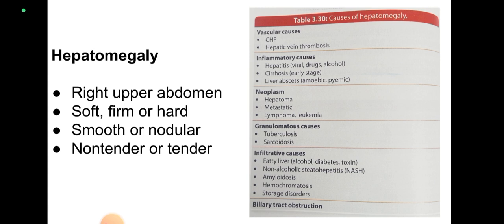Causes for hepatomegaly are vascular causes like congestive heart failure, hepatic vein thrombosis; inflammatory causes like hepatitis, cirrhosis, liver abscess; neoplasm like hepatoma, metastasis, lymphoma, leukemia; granulomatous causes like tuberculosis, sarcoidosis; and infiltrative causes like fatty liver, non-alcoholic steatohepatitis, amyloidosis, hemochromatosis, storage disorders, and biliary tract obstruction.